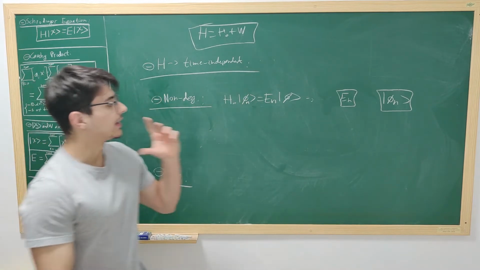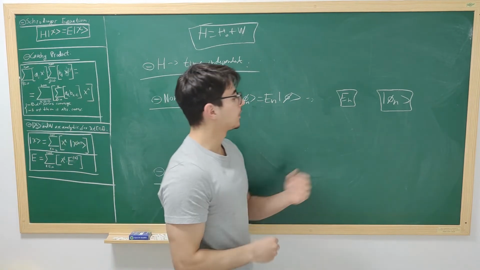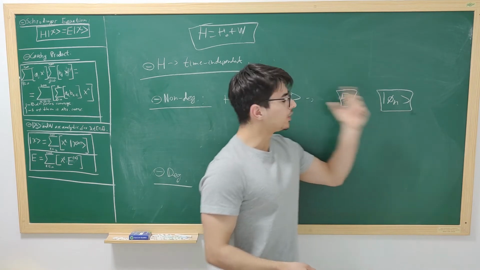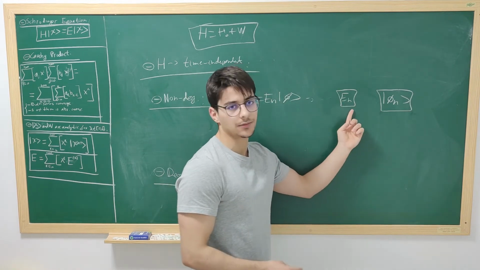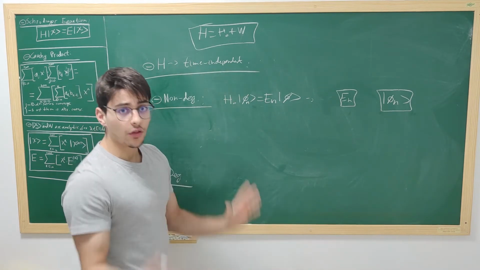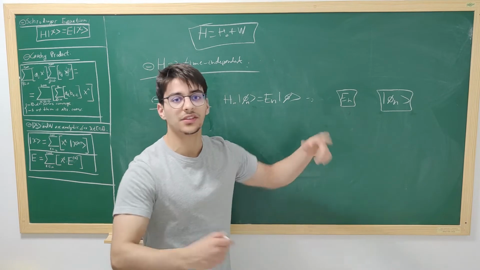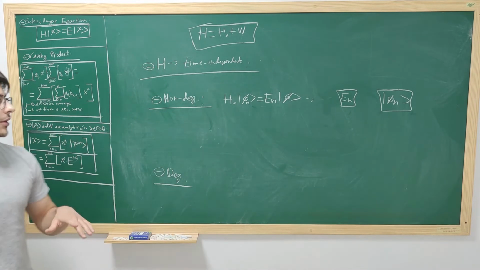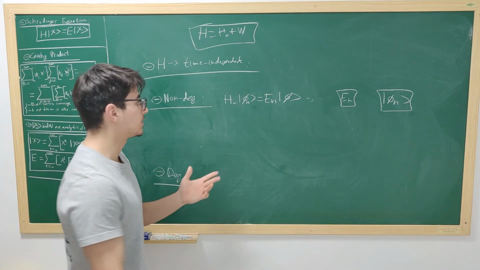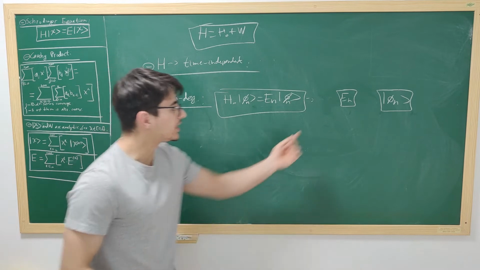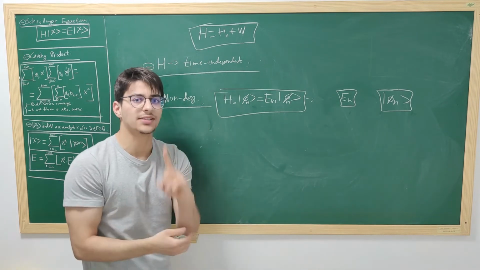What this means is that in our system, if our system is in this state, it will necessarily have to have this energy. And if it is in another state, it will not have this energy, it will have a different energy. So this is what we call non-degenerate perturbation theory, or non-degenerate system. Non-degenerate only means that for each energy, we can only have one state.